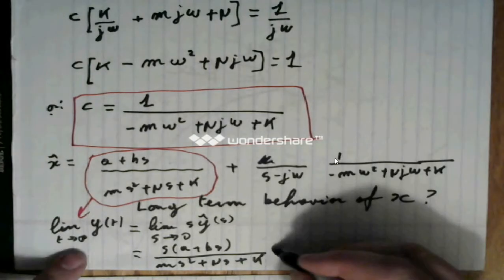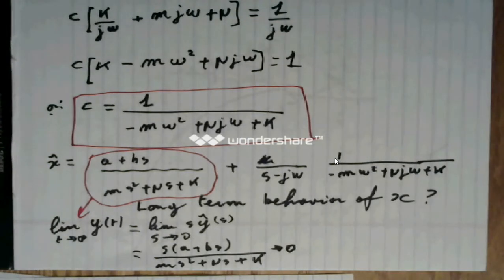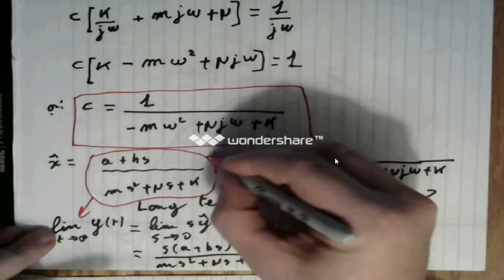Therefore, this term tends towards 0. That term is named transient.